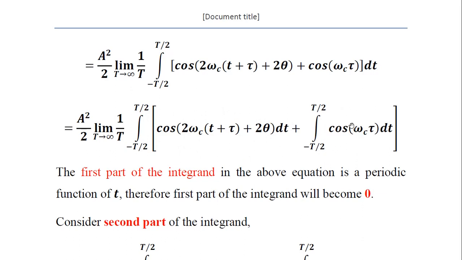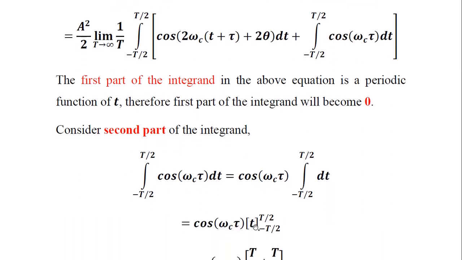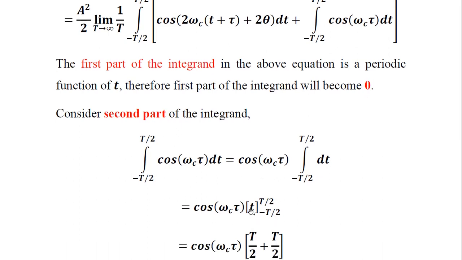Next, we are left with the second part, that is cos omega c tau. Therefore, the second part of the integrand, that is the integration from minus T by 2 to plus T by 2 of cos omega c tau dt, is equal to, take cos omega c tau outside because we are performing integration with respect to dt. So we will be getting lowercase t here, cos omega c tau as before, multiplied by, when you apply the integration with respect to dt, t evaluated from minus T by 2 to plus T by 2, the lower and upper limits respectively, and we have to substitute for lowercase t.